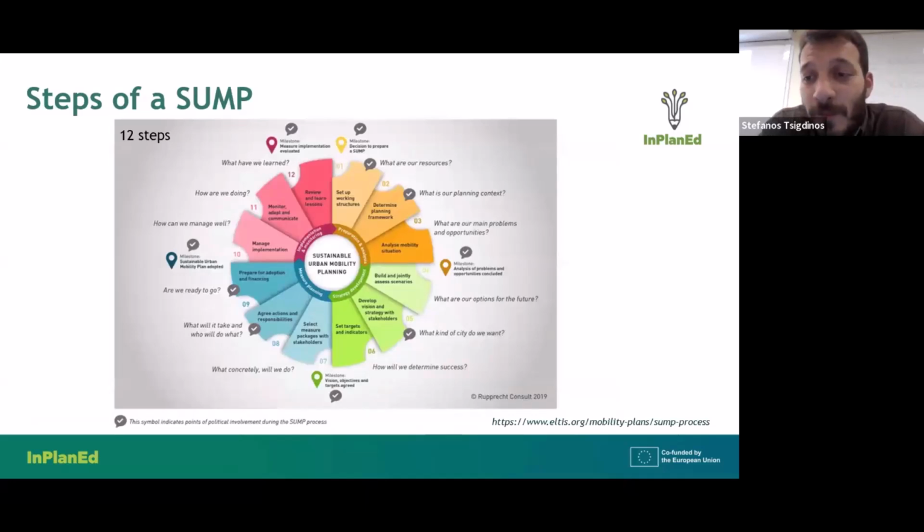So the steps of a SUMP, when you go to the official guidelines, we have 12 steps and 4 phases. The first phase is the analysis of the existing situation. The next step is, now that we have understood the existing situation, we go towards the future, and we have to envision the future. We have to envision these scenarios. We have to understand our objectives for each plan.